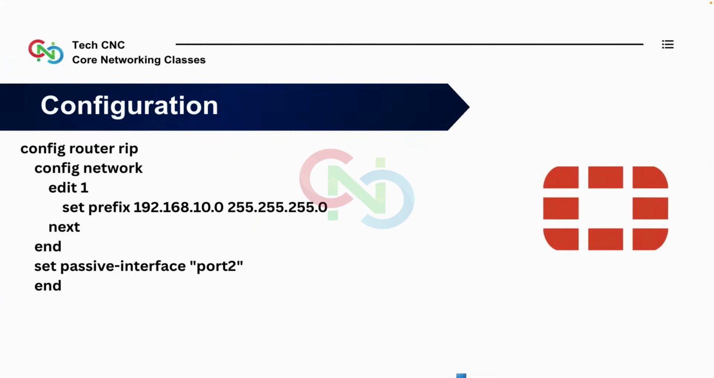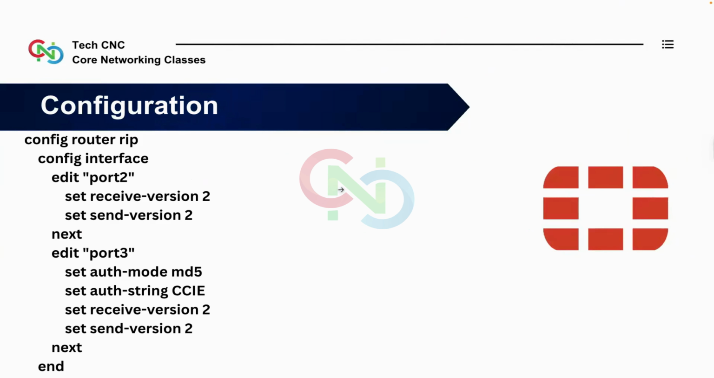So here we have these commands. Initially we'll go inside the router RIP and configure the network. With edit one, I configure the first subnet I want to use. Once I say next, if I want to keep one more subnet, I can say edit two, edit three, like that I can go. And I'll come out here. If you want to set the passive interface, you can set that as well.